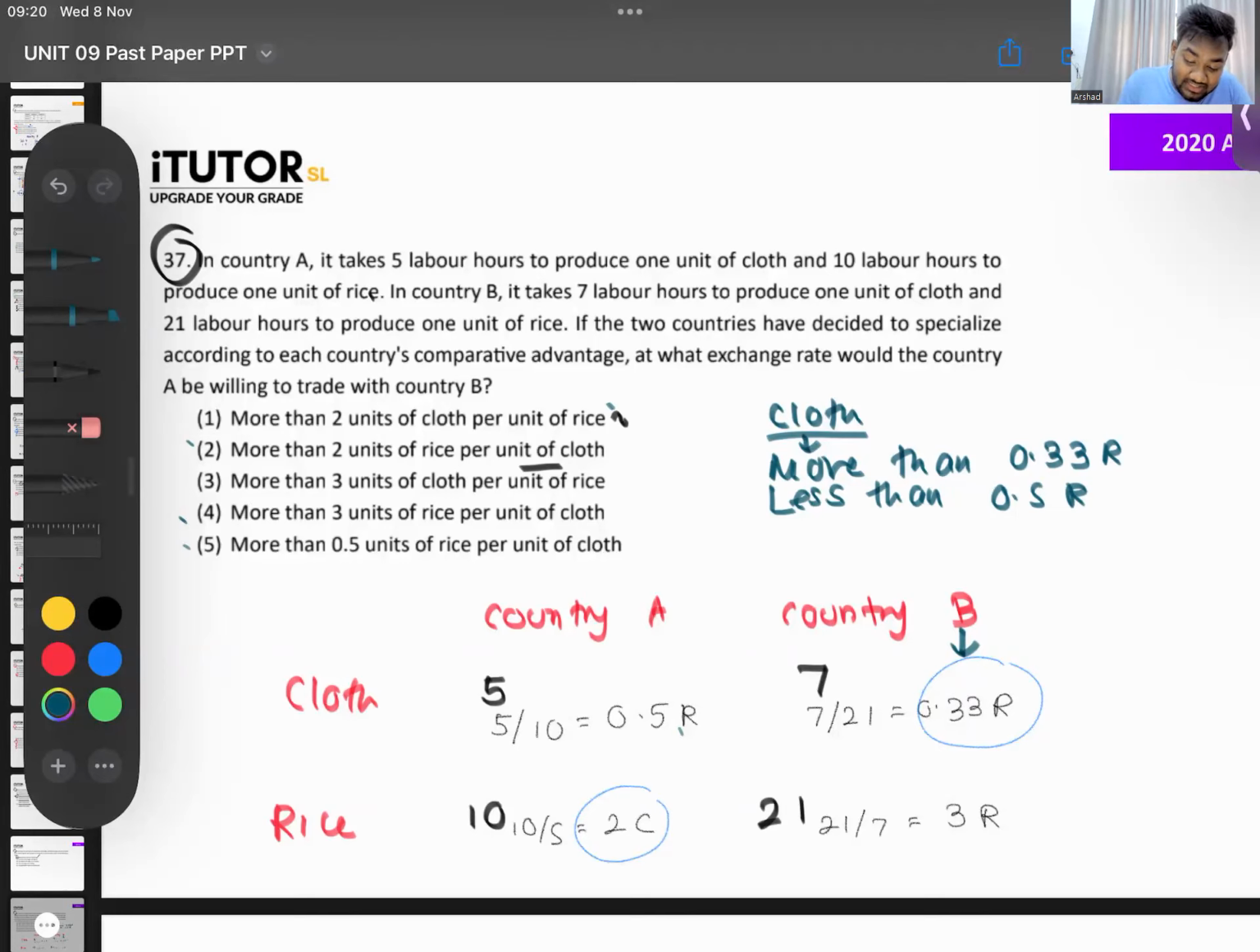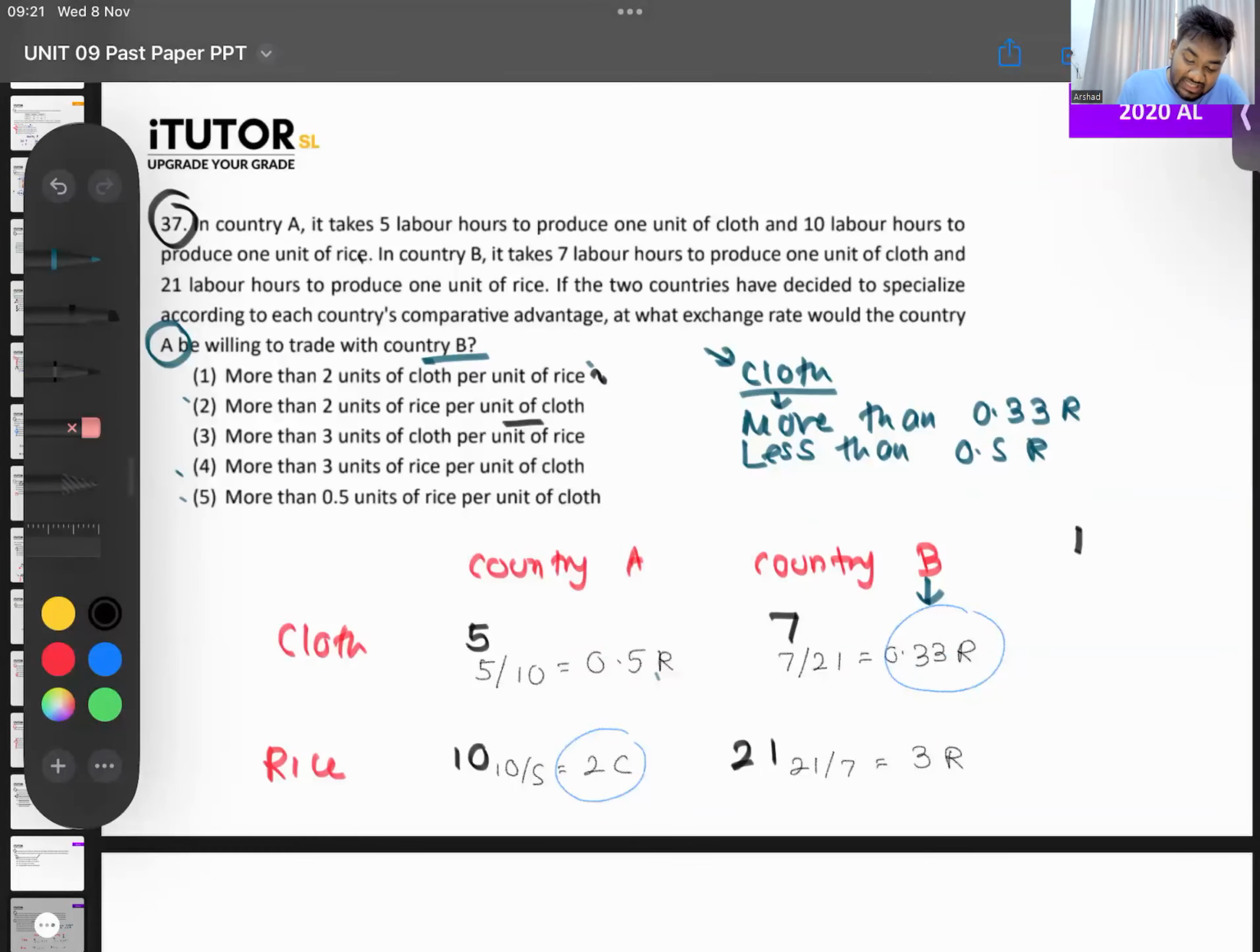At what exchange rate would country A be willing to trade with B? Is A the one trading with this? A is not the one selling. We'll look at the other side also. Tell me for rice. For 1 unit of rice, B will want more, A will be willing to pay less. For 1 unit of rice, who is trading rice?